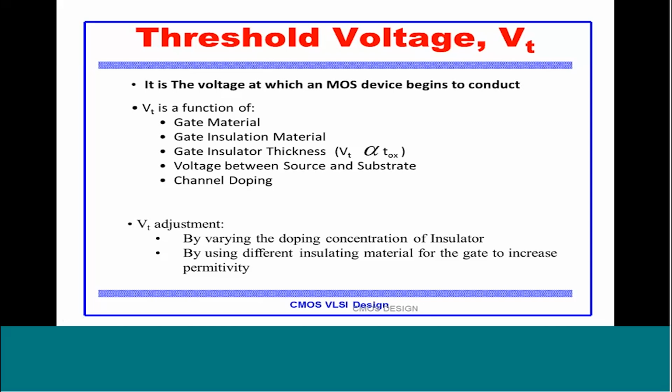It can also be tweaked by using a different insulating material for the gate to increase permittivity. But changing the insulating material is not easy because it will change the whole fabrication process. That's why I say that the insulating material is technology and fabrication lab dependent. So the first one, varying the doping concentration, is the most popular way of changing the VT of a device.